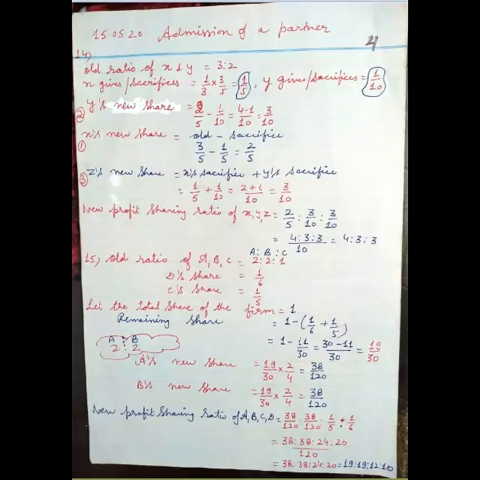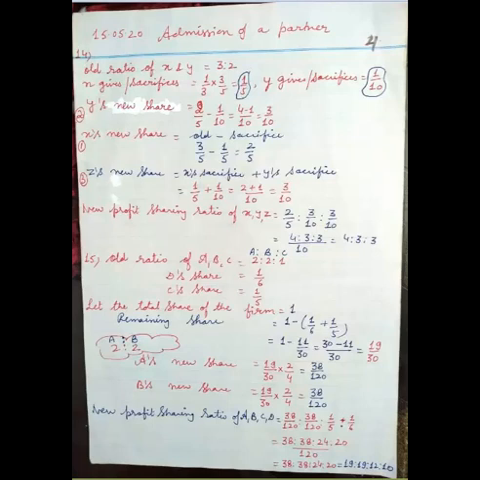Okay. Now see, again I am repeating. Old ratio of X and Y is equal to 3:2. X gives or sacrifices 1/3 of his share. So 1/3 multiplied by 3/5 is equal to 1/5. Y gives or sacrifices 1/10 from his share. So Y's new share: from means minus. His old share is 2/5 minus sacrifice 1 by 10. If you solve it, you will get 3 by 10.